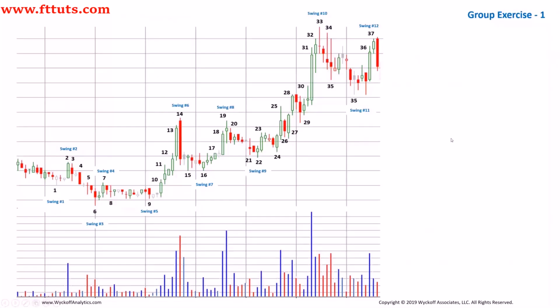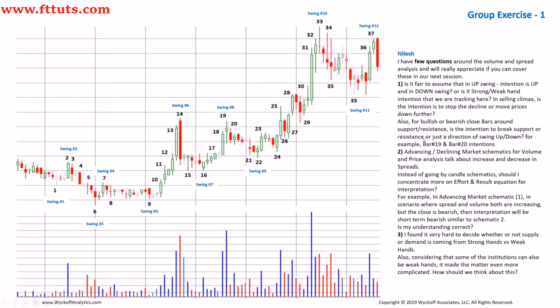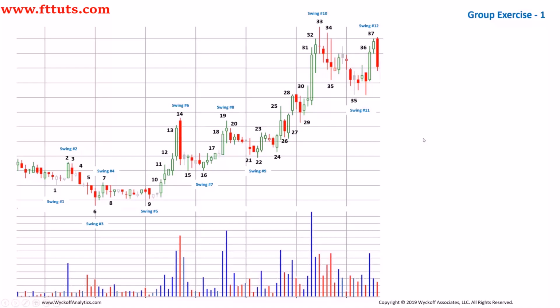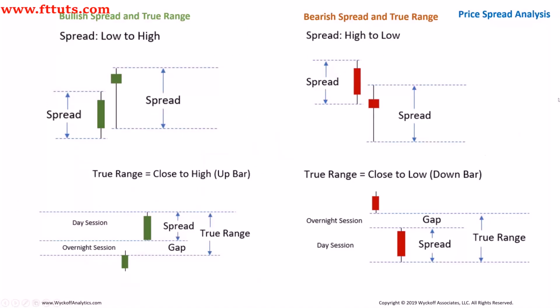Hold on a second. Oh, I see what happened. Okay. So a small piece of lecture information for today. This is going to be crucial for us, and we've talked about this a little bit. This, I believe, was done by one of my students from previous cycles. And this is a great slide because visually it just explains the concept really well. We're talking about the price spread analysis, only the price, no volume, and we're talking about the bullish spread and the true range. And there is a difference between those two definitions.